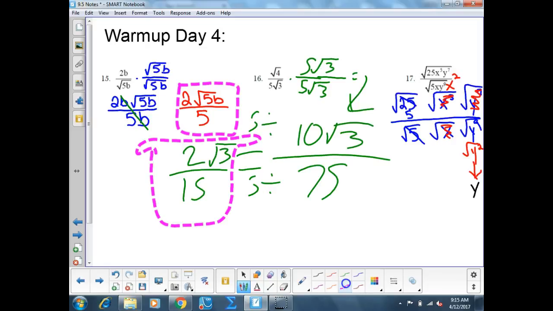So let's rewrite it now. X squared times the square root of 5 over y. Box it.